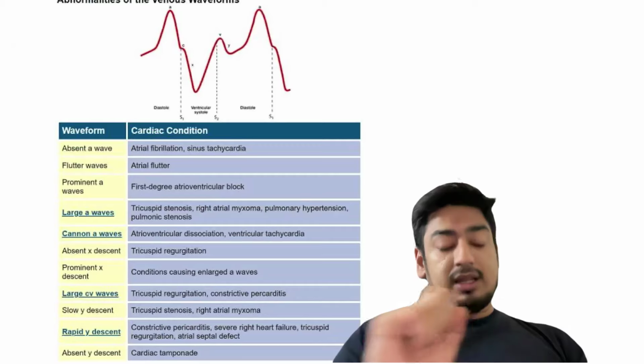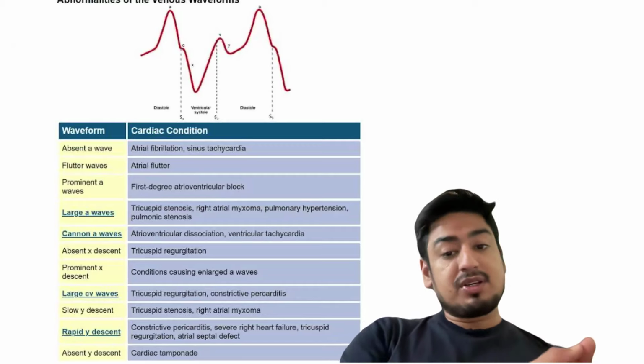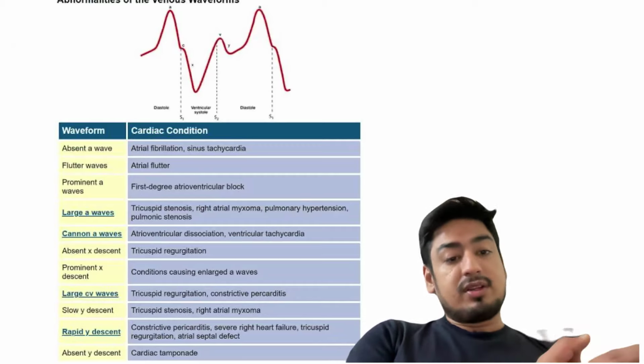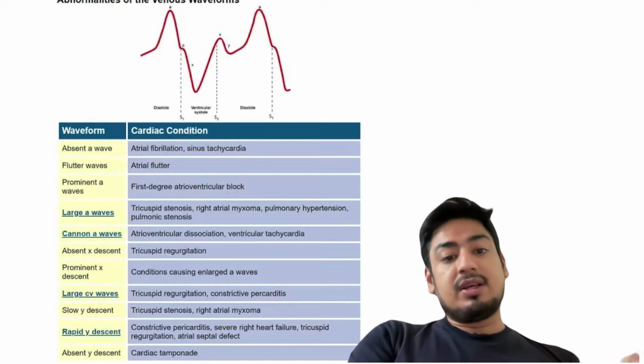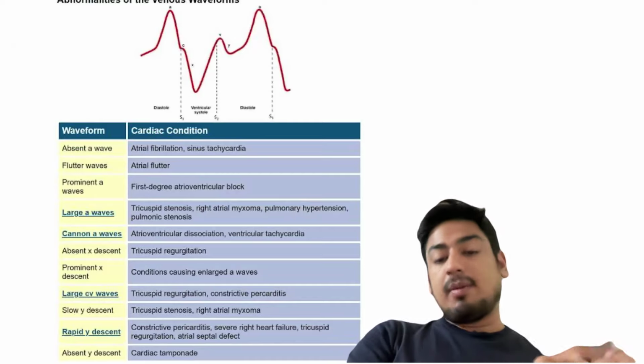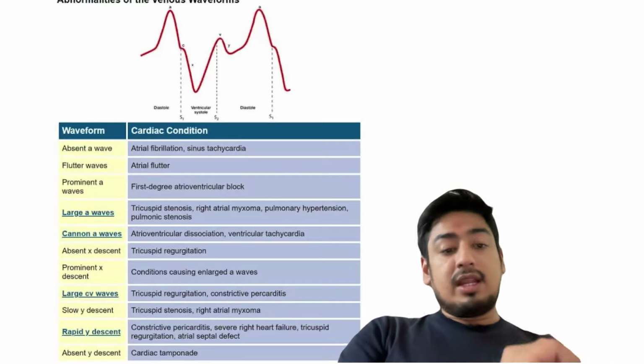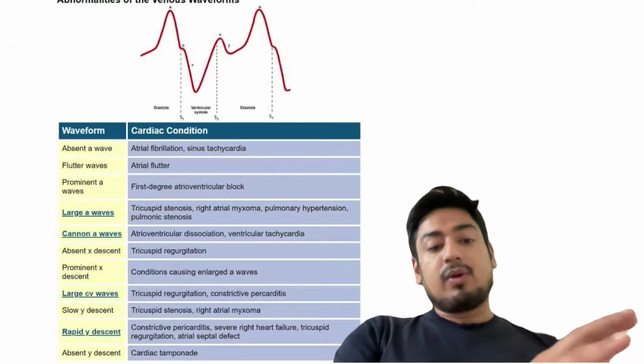Large A waves are seen when there is obstruction to atrial contraction, which can be seen in tricuspid stenosis, right atrial myxoma, pulmonary hypertension, and pulmonary stenosis. Cannon A waves are again very important and frequently asked questions.